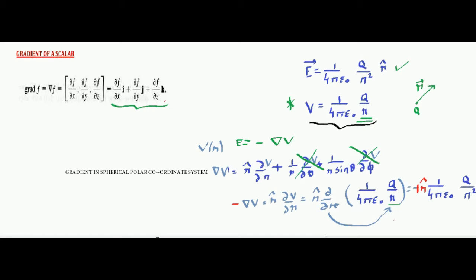So in conclusion, minus of gradient of the scalar function potential, which is a function of r, gives me my electric field. So this is the application of gradient in electrostatics. Given a particular potential, if you take the gradient of that potential with a minus sign, you will always get your electric field. The next topic that we'll now understand is the divergence.